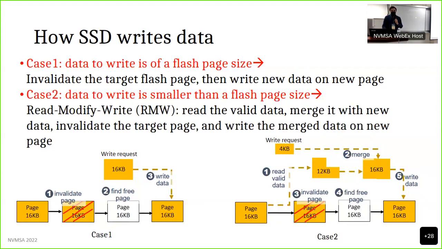In case 2, the situation is different. The data is smaller than a page size. We call this a subpage write. In this case, the flash controller needs first to read the valid data out of the page, merge it with the new incoming data request, and then invalidate the page, find a free page, and write the merged data into the free page. You can notice here that a redundant write happened in step number 1 for case 2, that repeated data. This data write was not asked for by the host. It is just done by the flash controller because of a flash write policy.